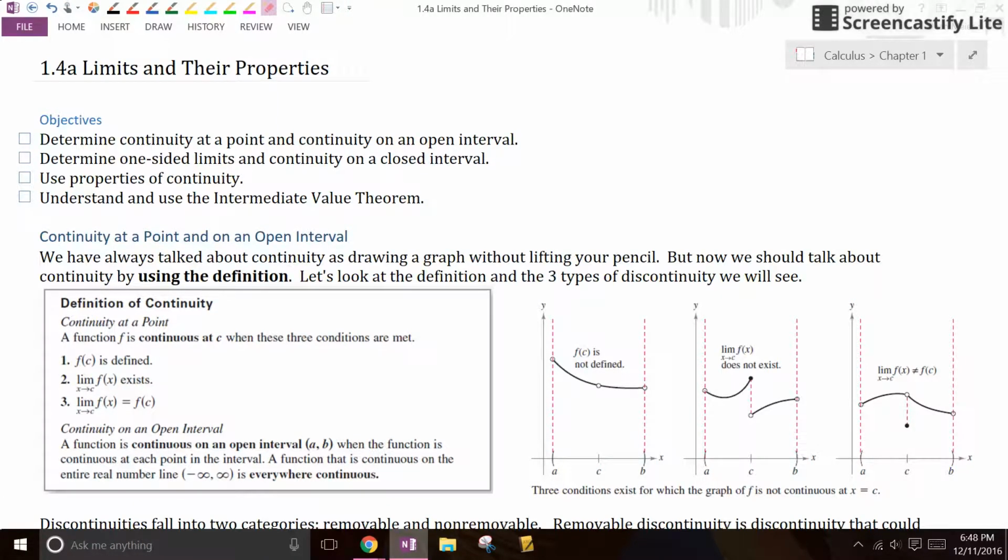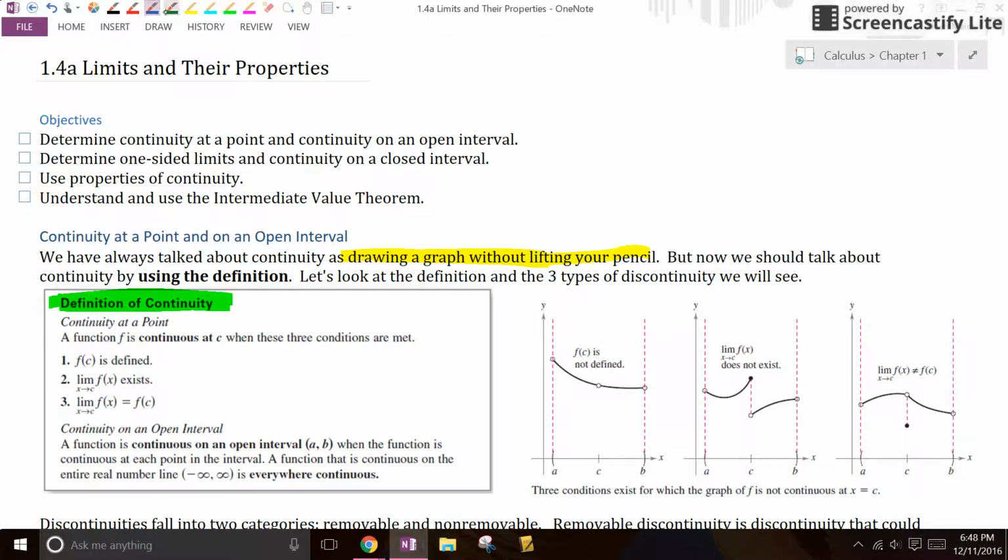All right, we've done a bunch of stuff with limits now, and now we're going to move on to something called continuity, or how to define if a function is continuous. Now, in the past, we've always said it's just when you can draw the graph without lifting your pencil, but we don't want to say that anymore. We want to move it up now and use the definition. So the definition of continuous would be those three steps right there. And what are those three steps?